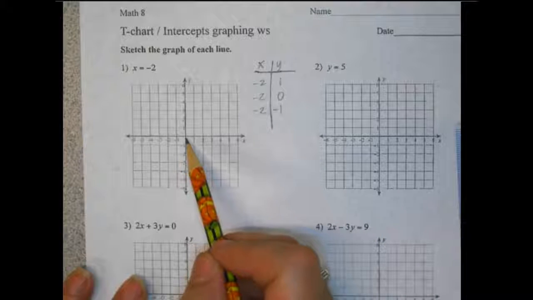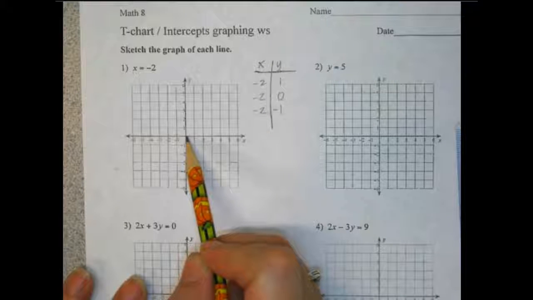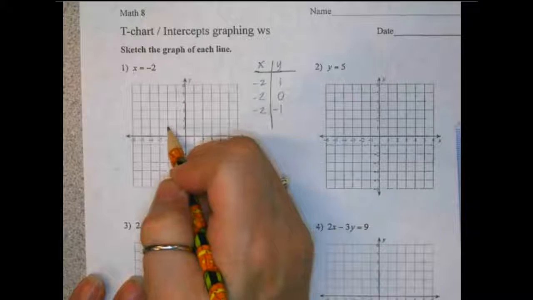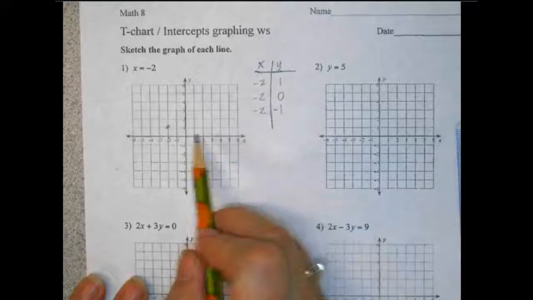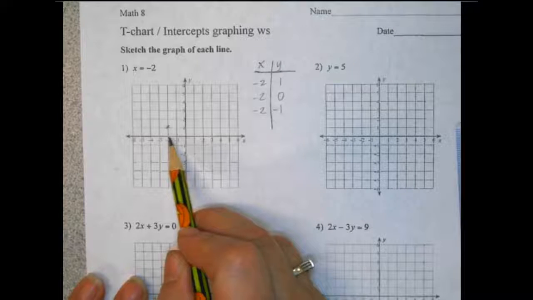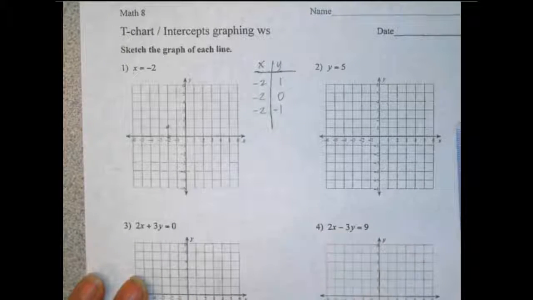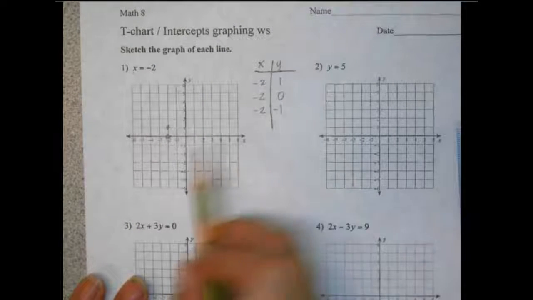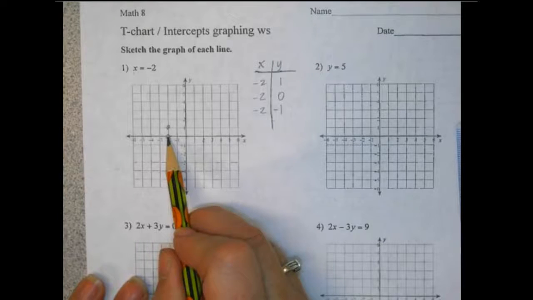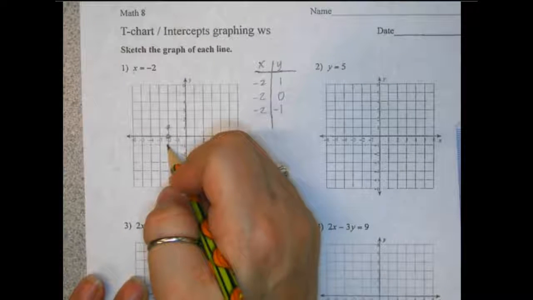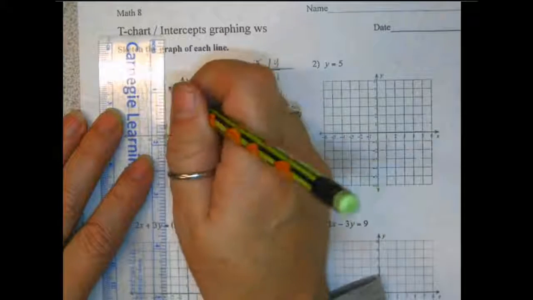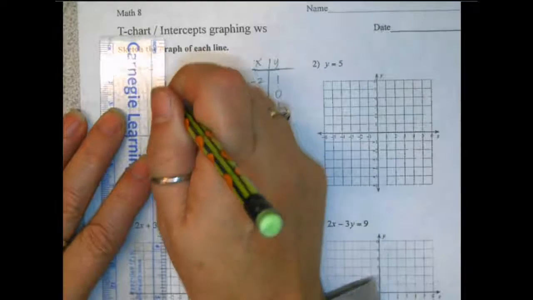Starting at my point of origin, my x is -2, so I'm going to go left 2, my y is 1, I'm going to go up 1. Back to my point of origin, go left 2, my y is 0, so I don't move up or down, I just put a point there. I go back to my point of origin, my x is -2, my y is -1, so I go down 1, and that gives me a nice clean line where I can graph by connecting my points.